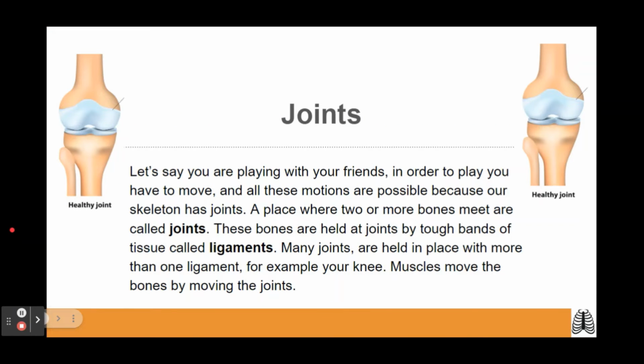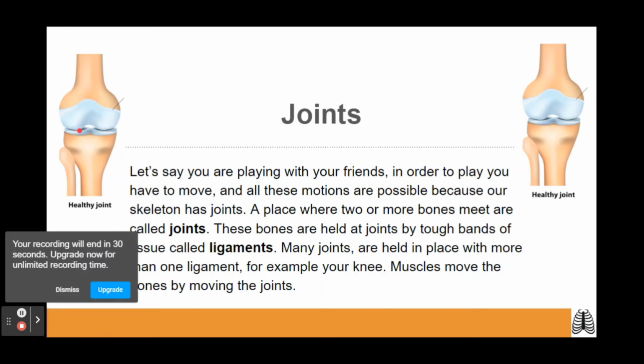Now we have joints. Let's say you're playing with your friends, and in order to move, all these motions are possible because our skeleton has joints. That's the place where two or more bones meet, and those are called joints. These bones are held at joints by tough bands of tissue called ligaments. So it's when two bones are held together. Those are ligaments, and this is the joint right here.